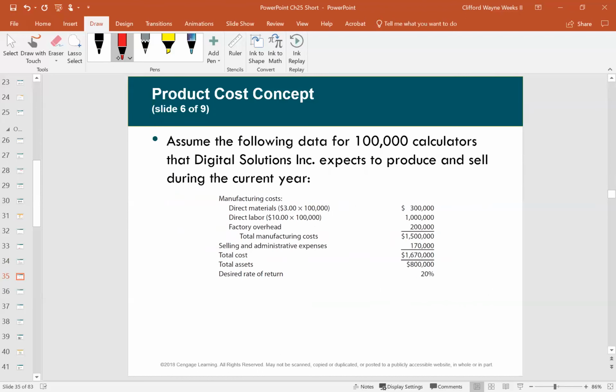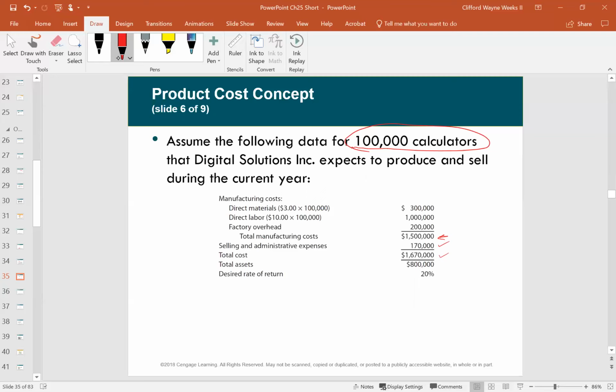Hopefully that's a lot easier to see. We anticipate making 100,000 calculators. Our direct materials are going to be $3 each. Direct labor is $10. Our factory overhead is not all variable, so that's why we don't have times 100,000. So we come up with this. We have our total production costs, manufacturing costs of $1.5 million. We add this, and then we have our total cost.